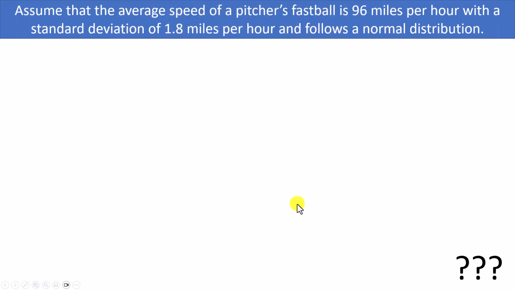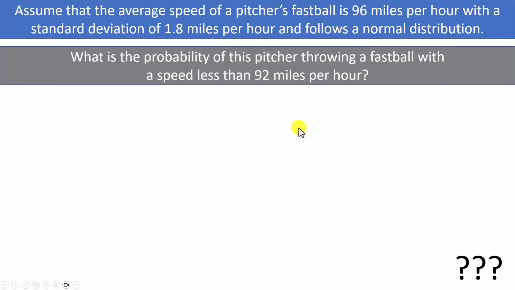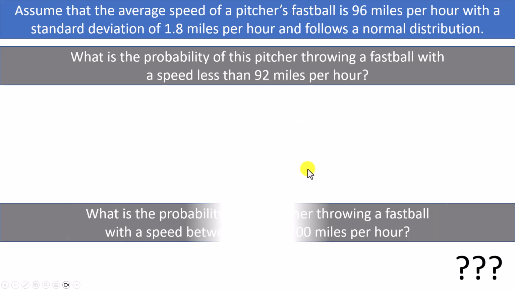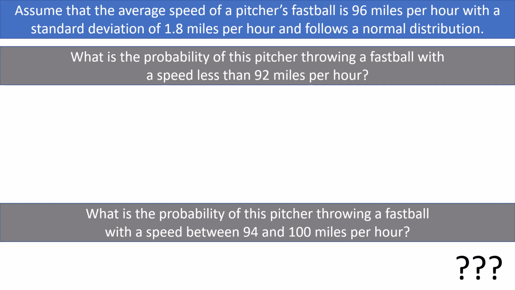All right, so here is a problem for you to try. So assume that the average speed of a pitcher's fastball is 96 miles an hour with a standard deviation of 1.8 miles an hour and follows a normal distribution. So here are a few different questions. Find the chance that the pitcher is throwing a fastball with a speed less than 92 miles an hour. And then also find the probability that this pitcher is throwing a fastball that is between 94 and 100 miles an hour. So this very well kind of parallels the problems that I just did.